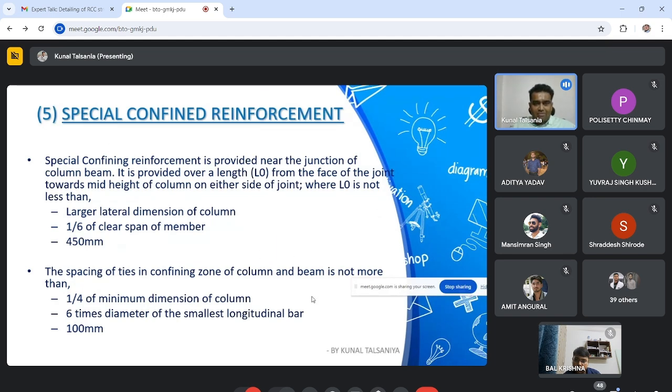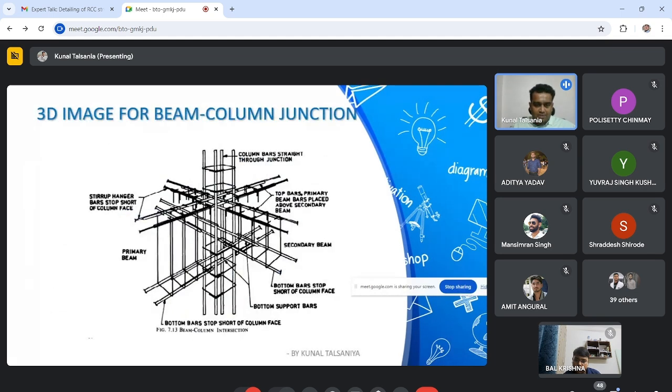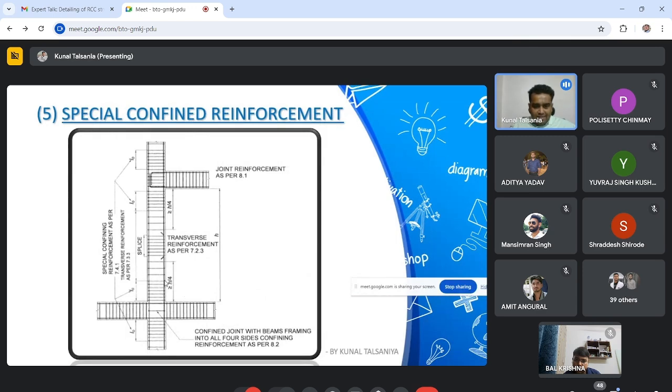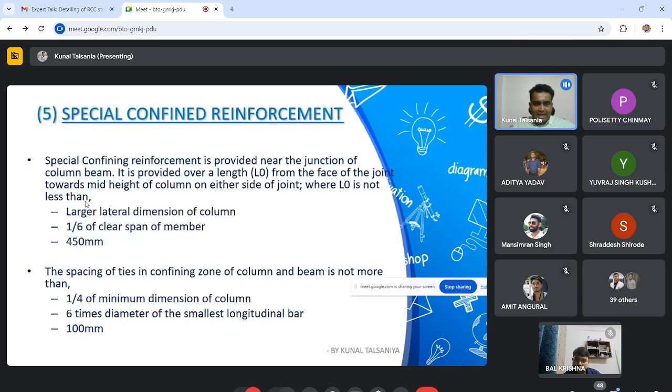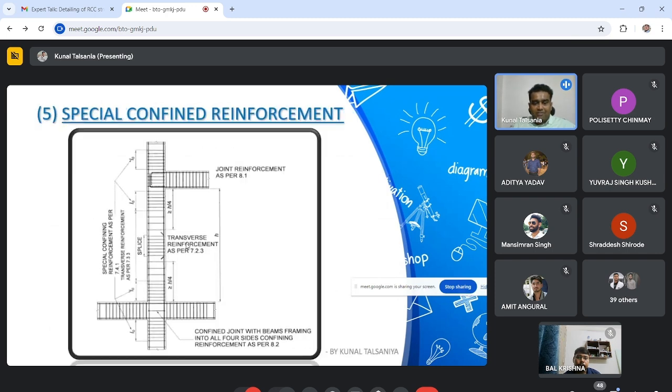Okay, so this special confined reinforcement criteria L0, we have seen this L0. In L0, this criteria is that the larger lateral dimension of column or 1/6 of clear span or 450 mm. Okay, larger lateral dimension of column. If my dimension of column is 230 by 600, then I have to keep this dimension as 600 mm minimum, or h by 6. What is h? See, if h is 3 meter, so 3 meter divided by 6, that I have to follow.